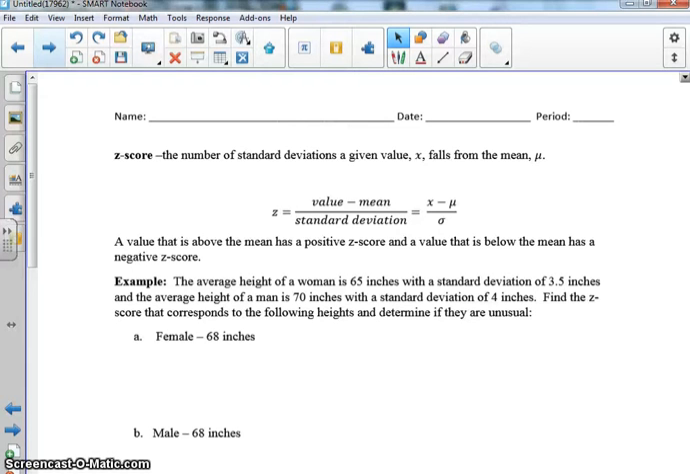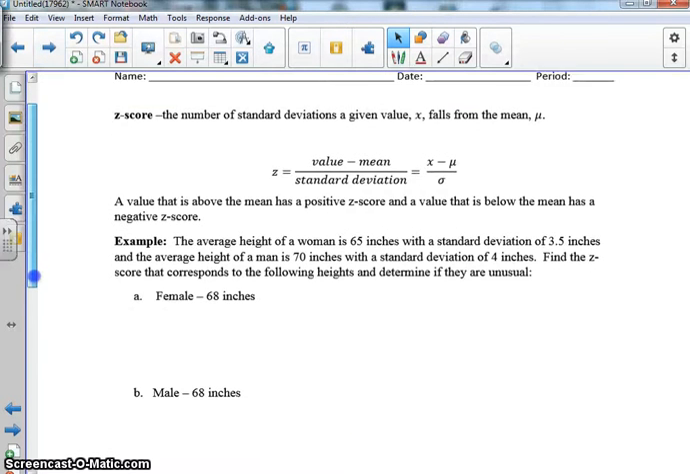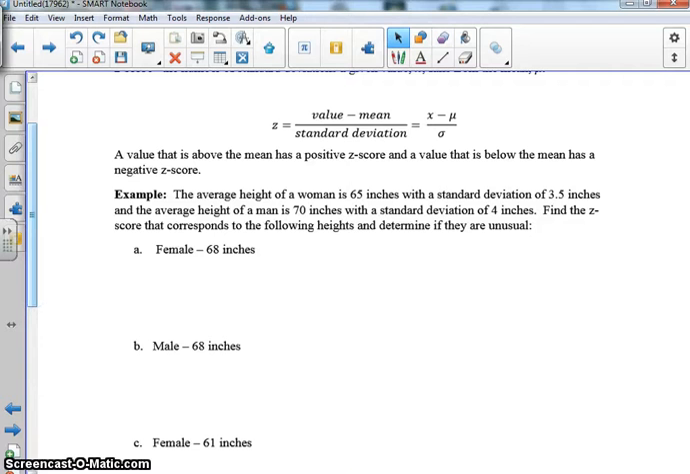And z-scores match up to those standard deviations that we talked about yesterday on the bell curve, and we'll pull that all together in the next lesson. Today we're just really introducing z-scores. It says the average height of a woman is 65 inches with a standard deviation of 3.5 inches, and the average height of a man is 70 inches with a standard deviation of 4 inches. Find the z-score that corresponds to the following heights and determine if they are unusual.